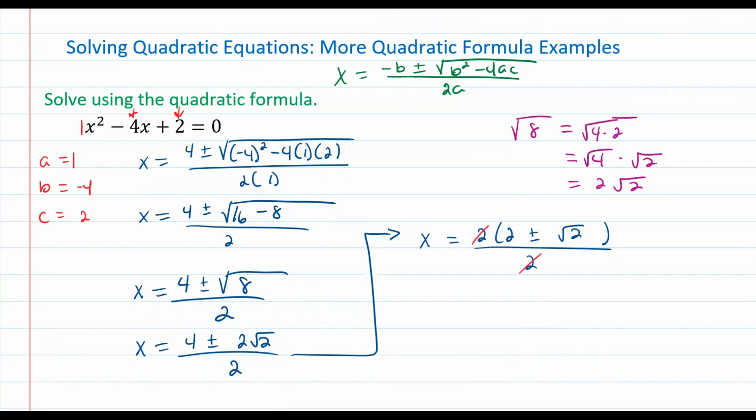Well, that means that we have a common factor in the numerator and denominator of 2, and this can be reduced by that common factor, so that our final answer is 2 plus or minus the square root of 2.